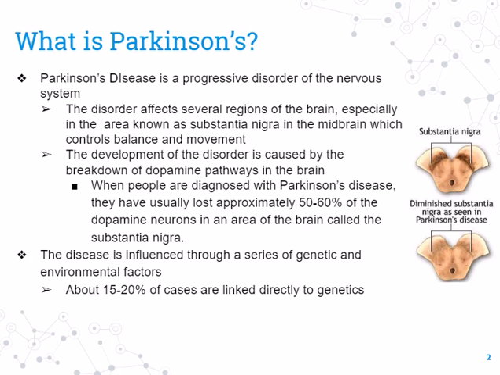So getting into what is Parkinson's, it's a progressive disorder of the nervous system and affects several regions of the brain, particularly the substantia nigra, which is in the middle of the brain, and that controls balance and movement as well as the reward system. The development of Parkinson's is caused by the breakdown of dopamine pathways within the brain. People with this disorder usually have lost about 50 to 60% of dopamine by the time they're diagnosed, and that's all within the area of the brain that I mentioned before. As I mentioned at the very beginning, the disease is influenced by both genetic and environmental factors, where only about 15 to 20% of cases are linked directly to genetics.